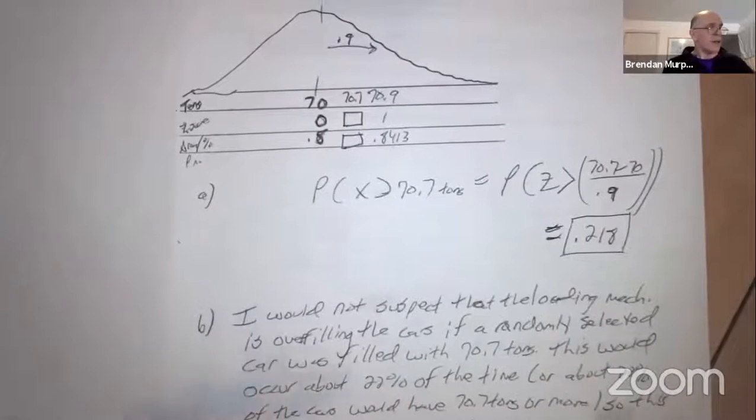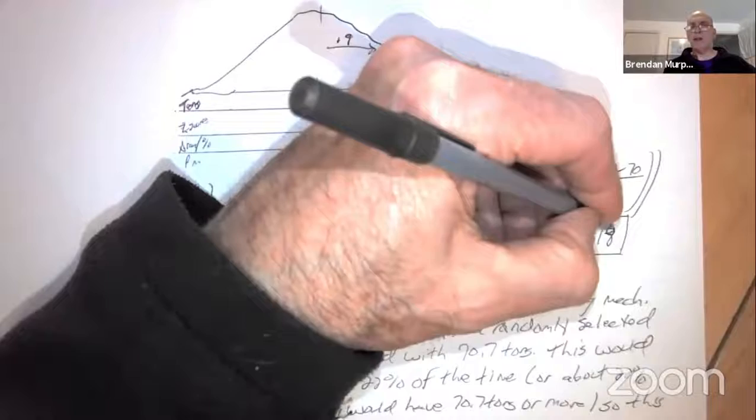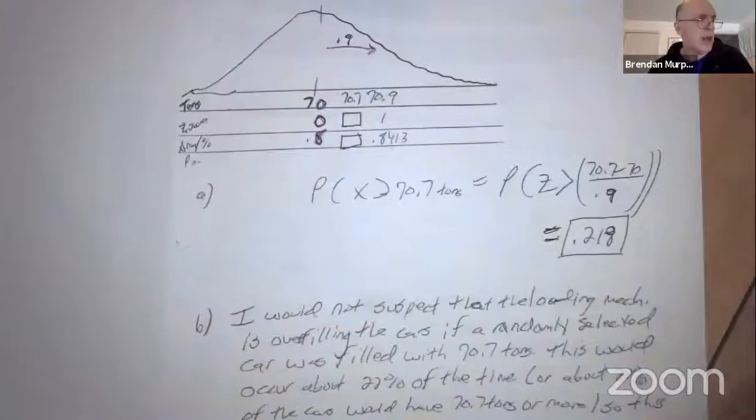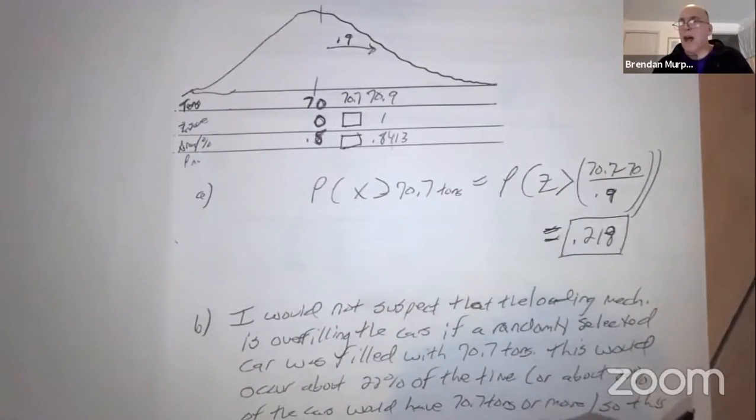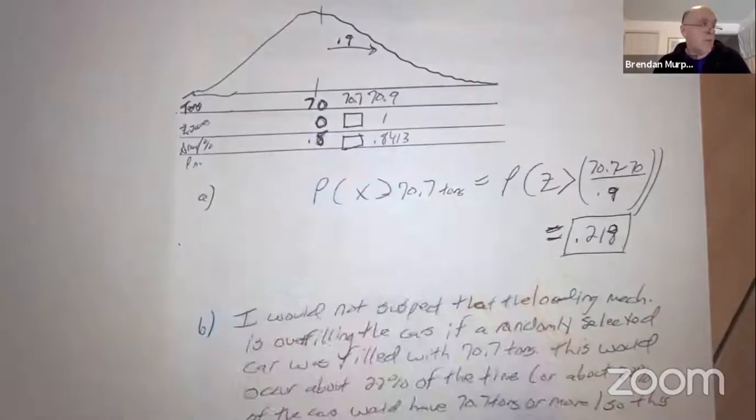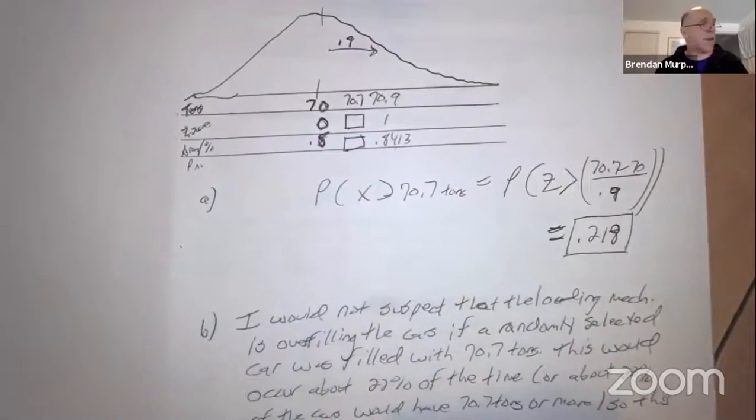Okay, so what's the probability? 70.7 minus 0.9. I got 0.218. So that's going to happen around what, 22% of the time? That's not all that rare. That's going to happen roughly 1 in 4, 1 in 5 times. And so in part B, I think that's what they're asking me to do.